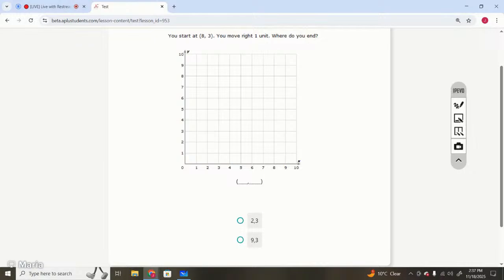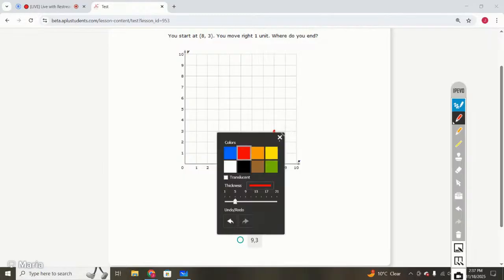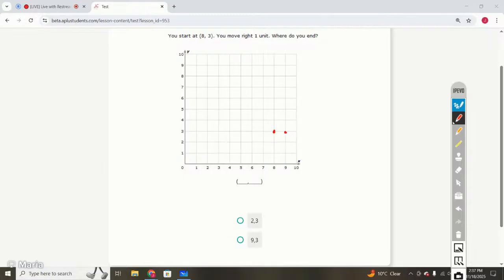You start at 8, 3. You move right 1 unit. Where do you end? X is 8, Y is 3. Here is the intersection of 8, 3. You move right 1 unit. So you end up on 9, 3. The correct option is option number 2. That is 9 and 3.